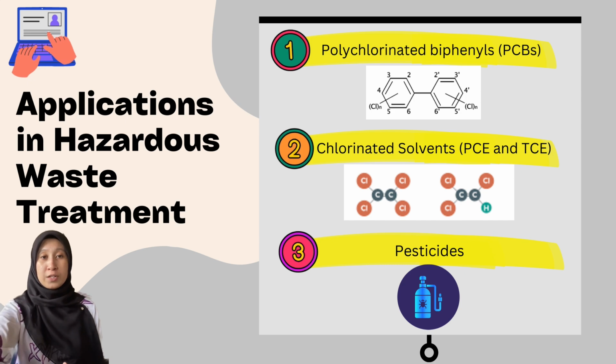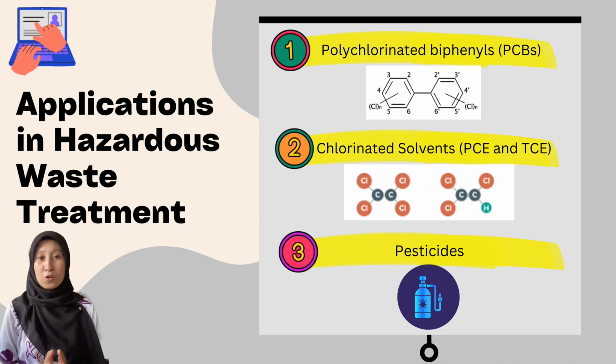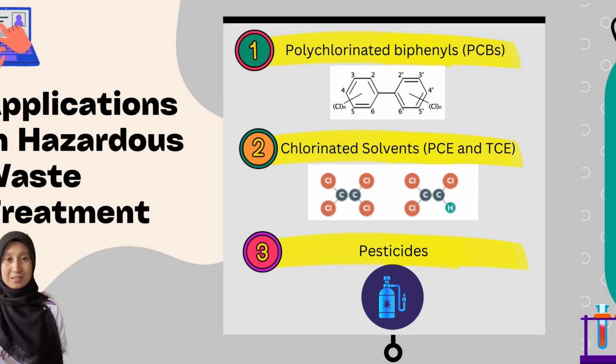It is used for degrading chlorinated solvents such as TCE, trichloroethylene, and PCE, tetrachloroethylene, which are common contaminants in groundwater. The last one, it can be used on pesticides, and is effective in breaking down chlorinated pesticides like DDT, making the residues safer for disposal.